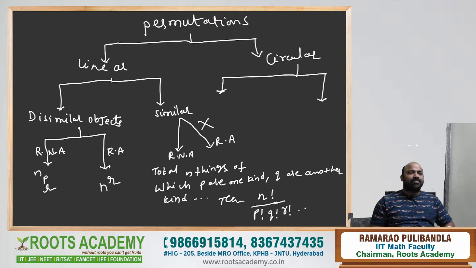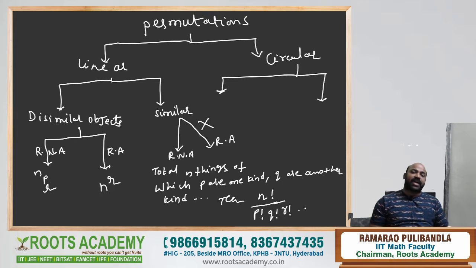In the dissimilar objects, we have two more cases. One is repetition of the things not allowed, so the same object will not be repeated twice. Generally, if they did not mention anything, we can consider it as a linear permutation, and we can consider that repetition is not allowed. Right, students? So the first one is repetition is not allowed. The second one is repetition is allowed, where the same thing can be repeated any number of times.